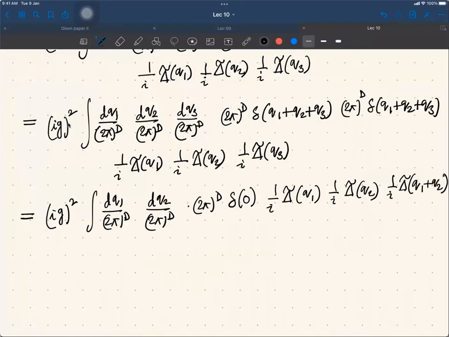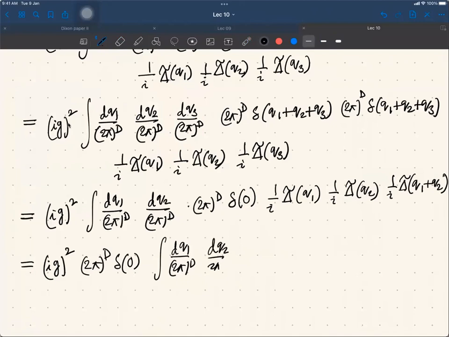So that's the result. If you reorganize the way I have been doing for the last few calculations, you write it this way: integral dq1 over 2 pi to the power d, dq2 over 2 pi to the power d, times 1 over i delta tilde q1, 1 over i delta tilde q2, 1 over i delta tilde of q1 plus q2.